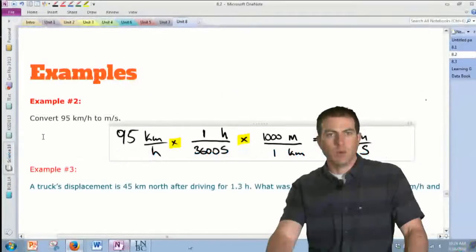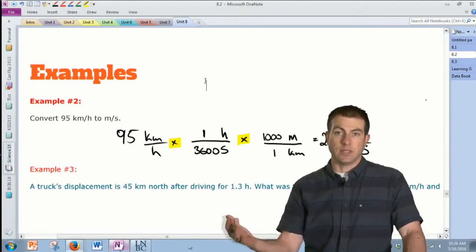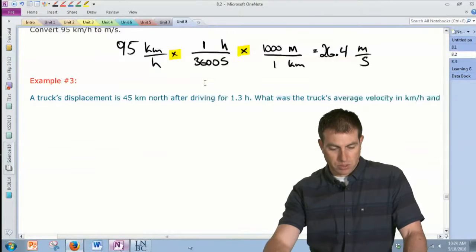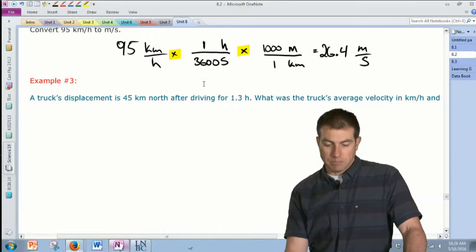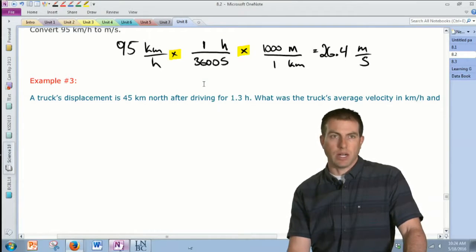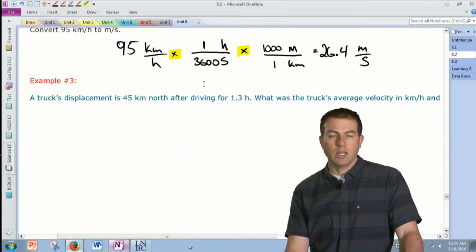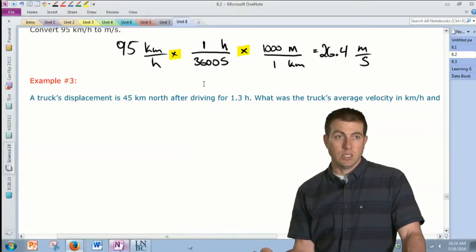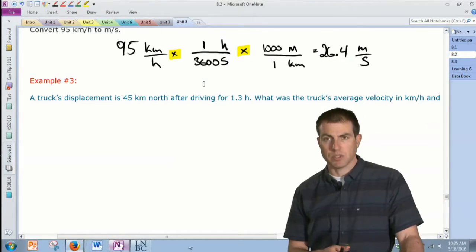Now, generally speaking, we won't see a lot of questions where it just asks you to convert from one thing to the next. Generally speaking, you'll have a question like example 3 here. So a truck's displacement is 45 kilometers after driving for 1.3 hours. What's the average speed or velocity, sorry, in kilometers per hour and meters per second. So it's kind of a two-step type question. It gives you some information. You're going to have to figure out, first of all, its average velocity. And then you are going to have to convert it to meters per second.